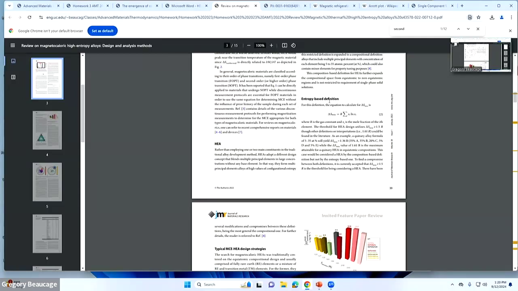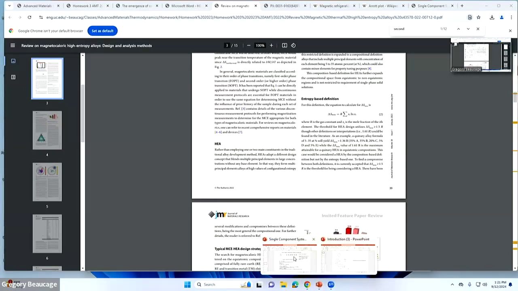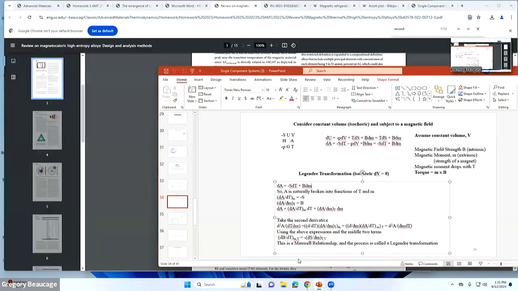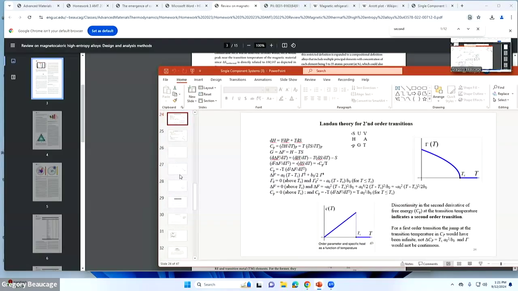Right, so if you have just the components and their compositions, you can calculate what their mixing entropy would be. That's an ideal mixing entropy. You can get that from the thermodynamic square. I did that in the notes here, so you can just go back. It's in the single component system section, 34, I think. 34, no, 30, 24. Let's see, it's one of these. Oh, it's in 39. Yes.